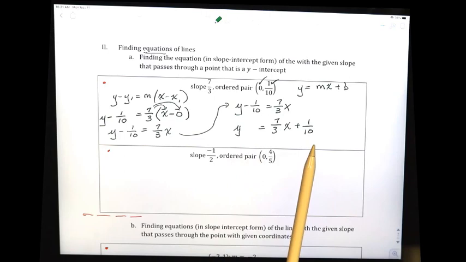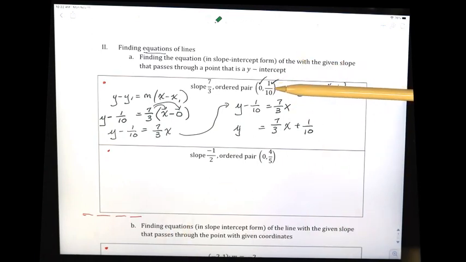I have this equation written in slope-intercept form where I can identify the slope is 7/3, and if I wanted to, I could tell you that it crosses the y-axis at 1/10. And of course you can see this was the y-intercept back here, so this all makes absolutely perfect sense. Let's do one more quickly.